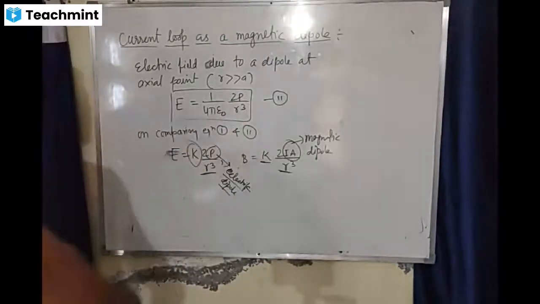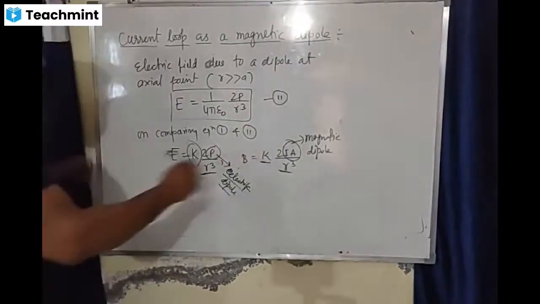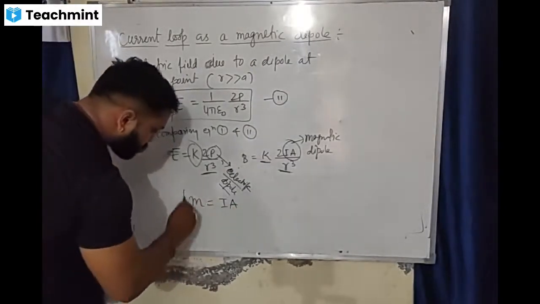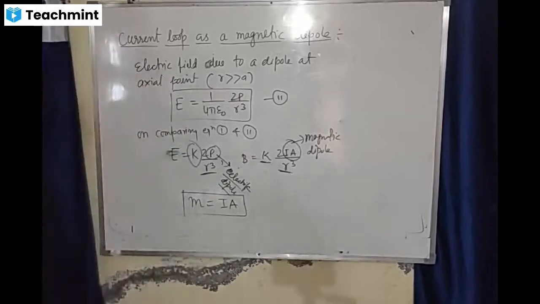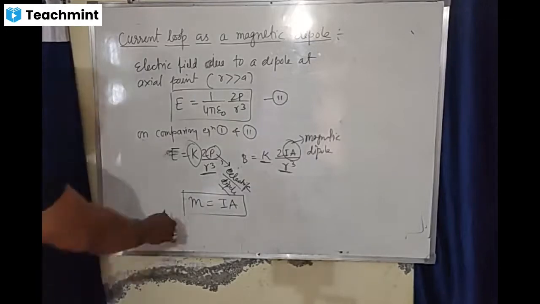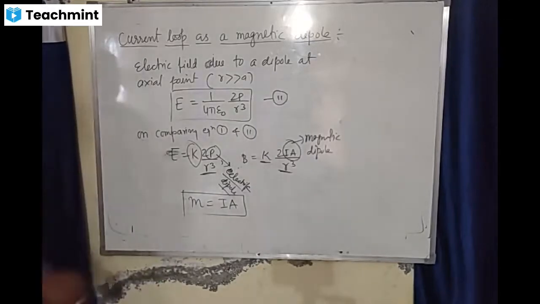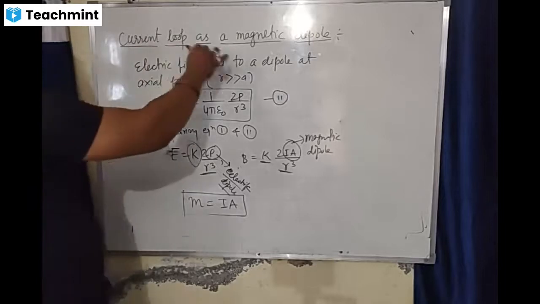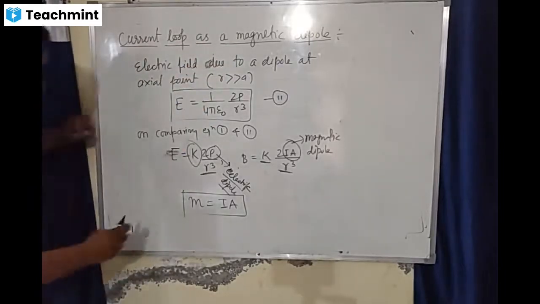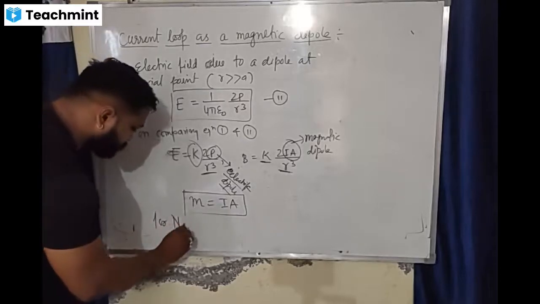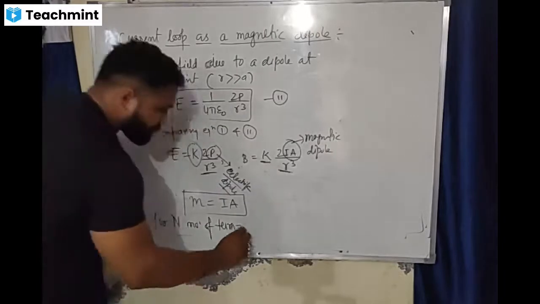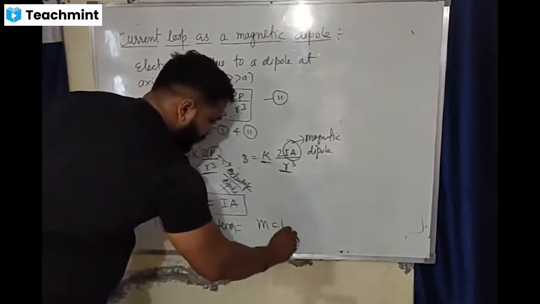So if we compare, we can write from both the equations that M is given by I into A. Means the formula for the magnetic dipole moment is M equals I into A. So from this we can say the current carrying loop will behave as a magnetic dipole. This is basically for one turn, and for n number of turns, it becomes M equals NIA.